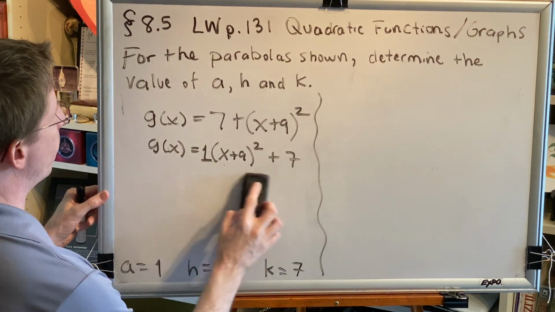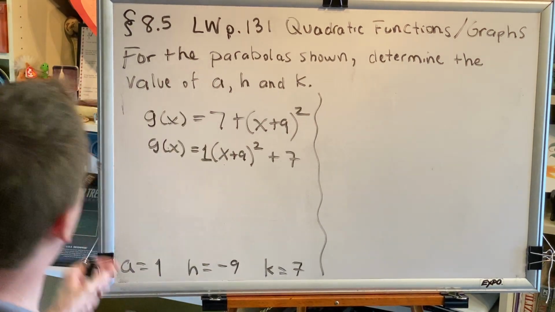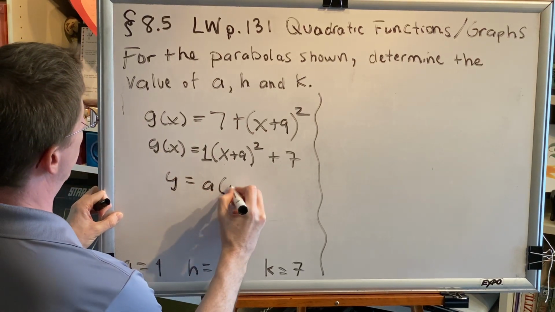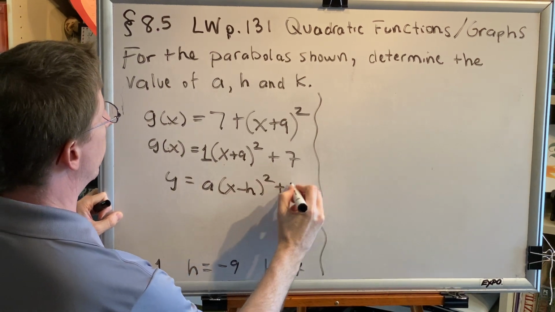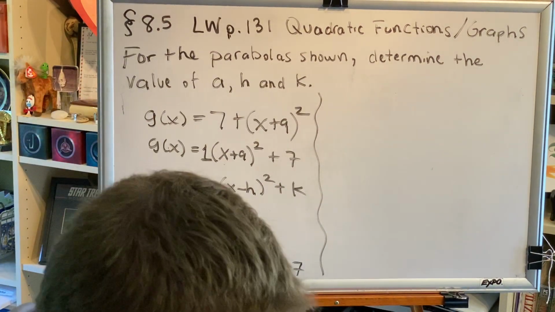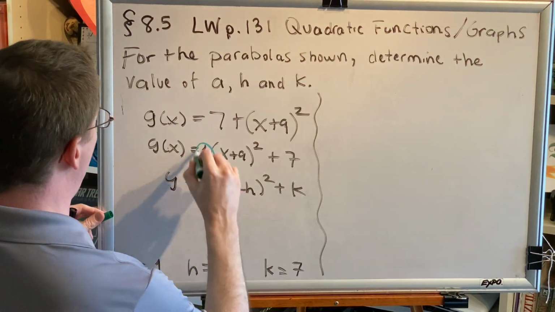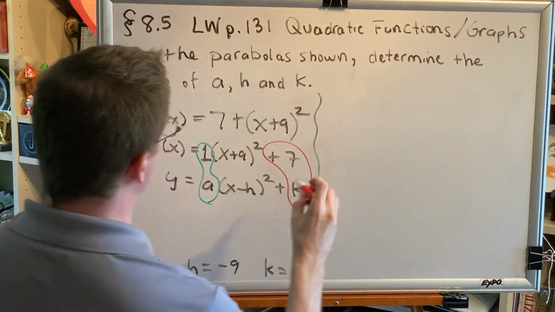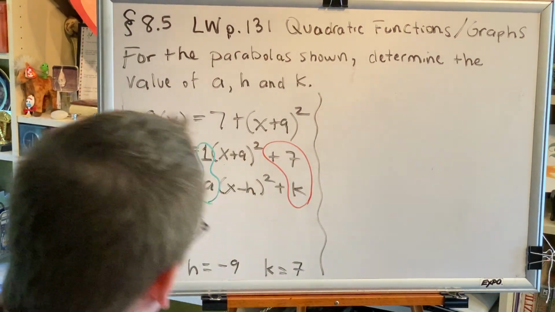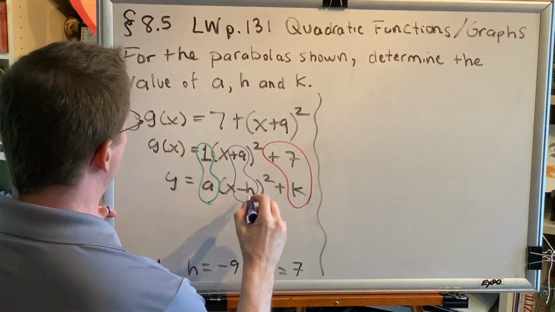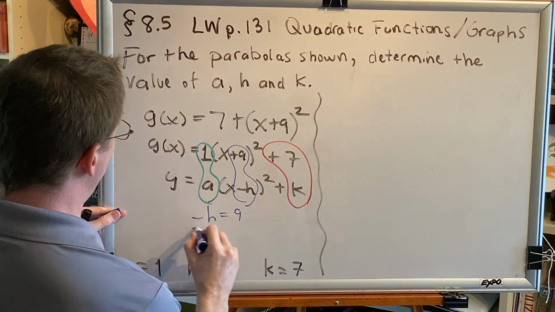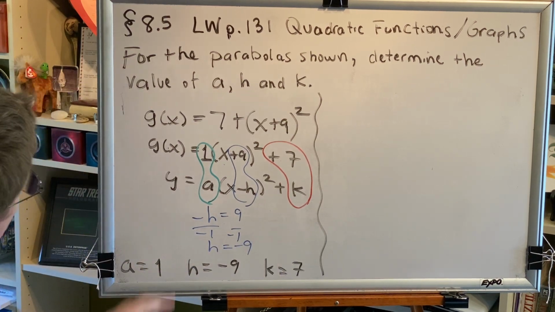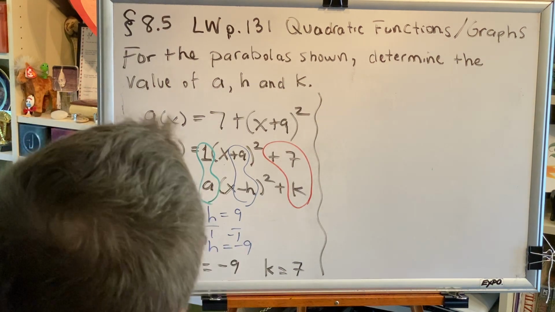Okay, now using the alternate method of solving this problem, we place our vertex form directly beneath our equation, and then we compare by lining everything up. All right, so here we see that a is equal to 1. Here we see that k is equal to positive 7. And here we see that negative h is equal to positive 9. So divide by negative 1 on both sides, and we get h equals negative 9. And as you can see, we got the same answers using both methods.